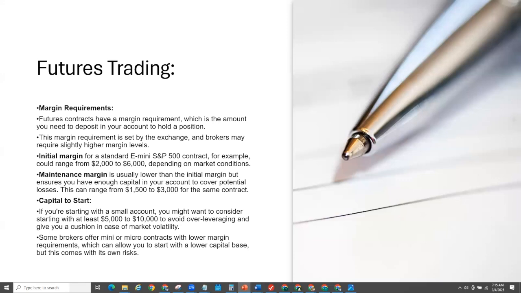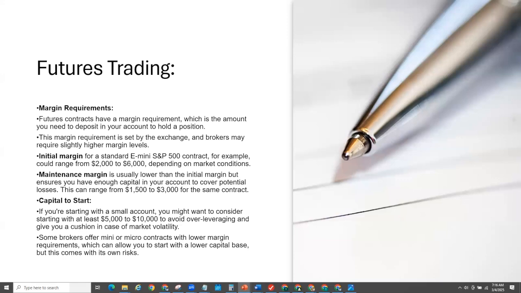But if you're starting with a small account, you might want to consider starting with at least, I would say, the top of this range, not the 5,000. You can, but you're limited in what you can trade with the 5,000, all the way up to 10,000, to avoid over-leveraging and give you a cushion in case of market volatility. But to be honest with you, if you were wanting to trade the E-mini, and today is March 4th of 2025, that $10,000 top of the range would not be enough to trade one contract.